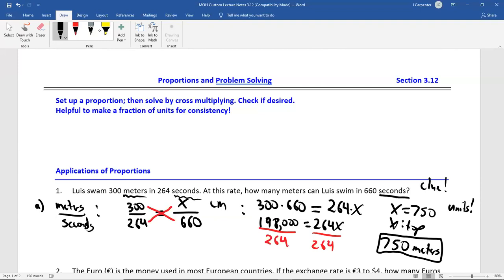So how many meters can Lewis swim in 660 seconds? He can swim 750 meters. You would not answer 750 seconds because the question was how many meters? It's another clue.